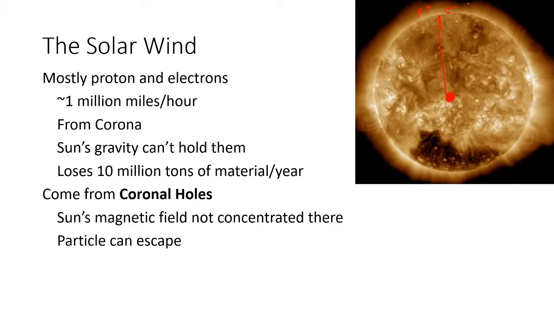He'll never miss it. Now, where did this solar wind come from? It comes from what are called corona holes. There's certain places where the sun's magnetic field is not concentrated. So if you look at the surface of the sun, there are certain spots because of the sun's magnetic field where it's not as concentrated and the particle can escape. Otherwise, the magnetic field from the sun would hold it in.